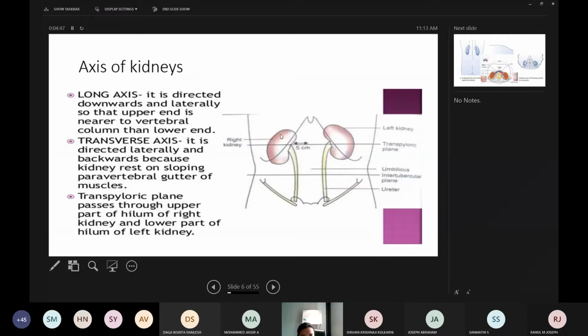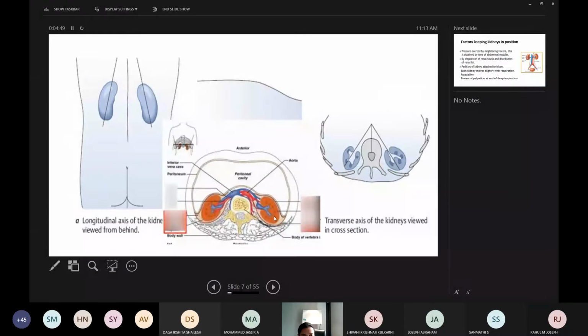And the transverse axis is also not in the same plane. This is the transverse section. You can see the kidneys are present over the posterior abdominal wall. The transverse axis is also not straight. It is directed backwards and laterally, because the kidneys are placed by the side of the vertebral column. They are present in the paravertebral gutter. So the transverse axis is directed backwards and laterally.